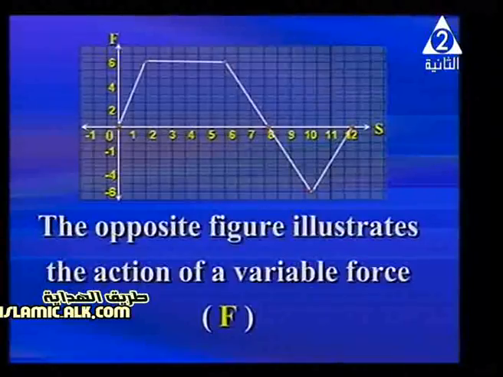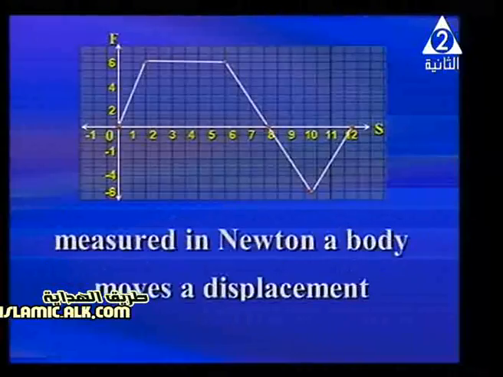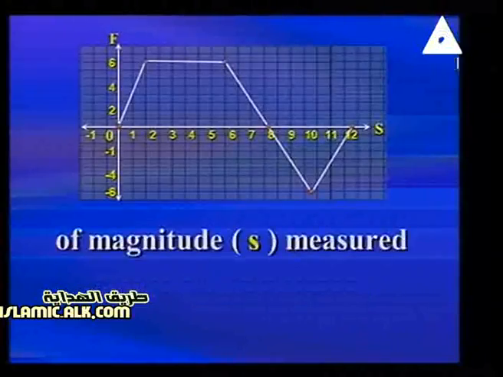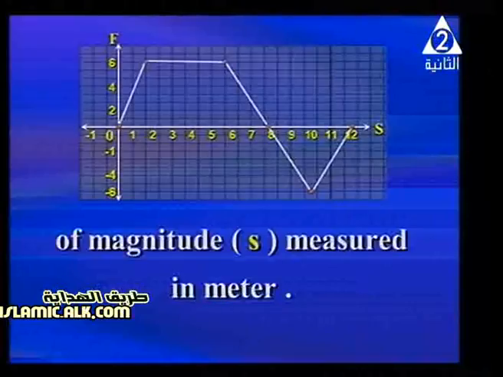When s equals 2, F equals 6. When s equals 6, the force also equals 6. When s equals 8, the force equals 0. When s equals 10, the force equals negative 6. When s equals 12, the force equals 0. The figure illustrates the action of a variable force F measured in Newtons on a body that moves a displacement of magnitude s measured in meters.